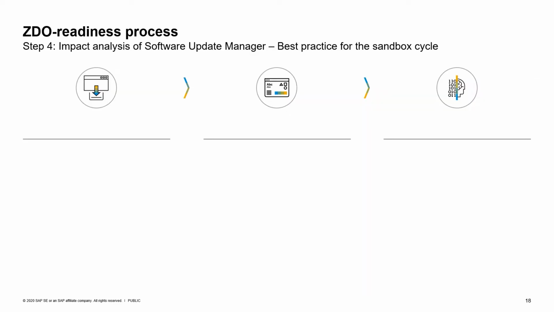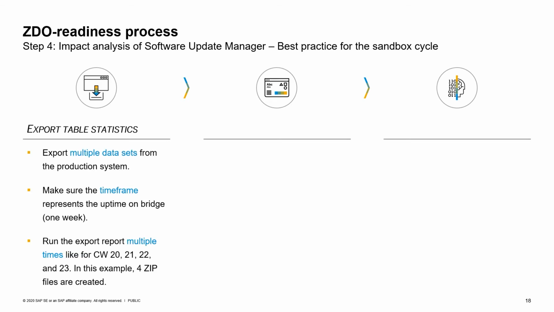Okay, after having seen how the impact analysis works in the dialog mode, let's take a look at how I can get most of the output of the impact analysis. Actually, if we run the impact analysis only one time with one selected export of statistics, we may see results that come up only for this particular week.